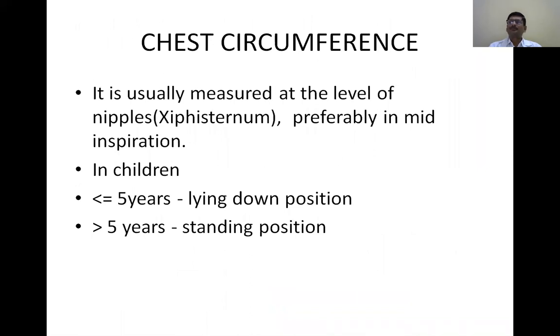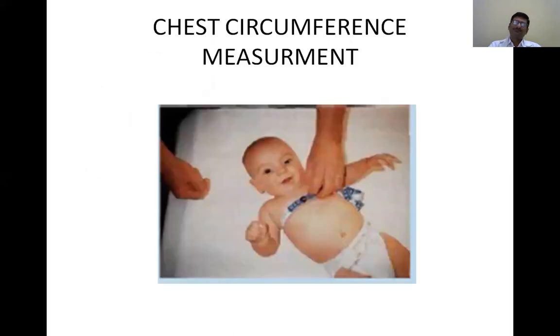The next parameter is the chest circumference. It is usually measured at the level of the nipples, and especially in children, at the level of the xiphoid, preferably in mid-inspiration. In children up to 5 years, it should be done in the lying down position, and above 5 years it should be done in the standing posture. So this is how the chest circumference is measured in the lying down posture.